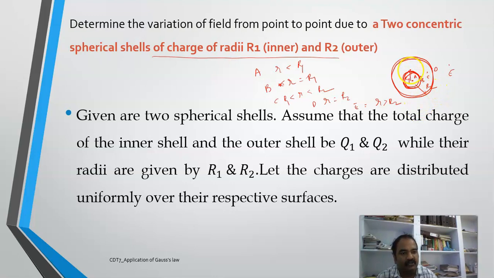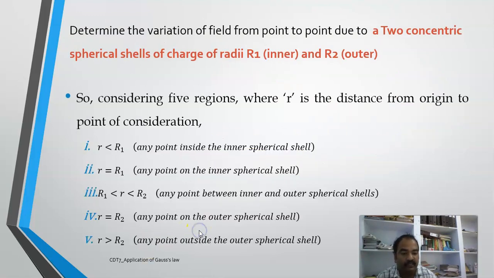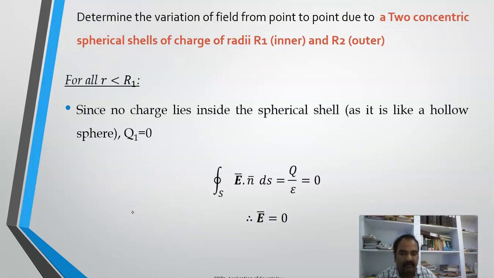So, assuming that the total charge on the inner shell and the outer shell be Q1 and Q2 with the radii R1 and R2, and the charges are distributed uniformly over their surface areas. So, these are the different regions: R is less than R1, equal to R1, between the two shells, on the outer shell, and outside the outer shell. So, the first one.